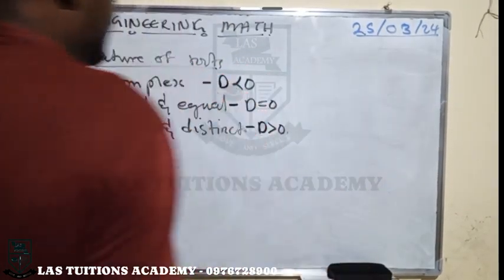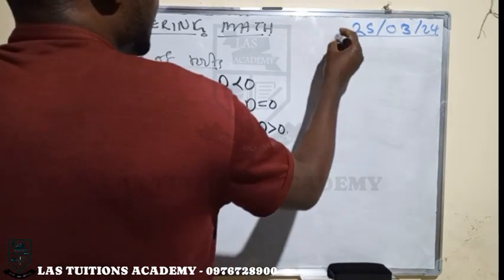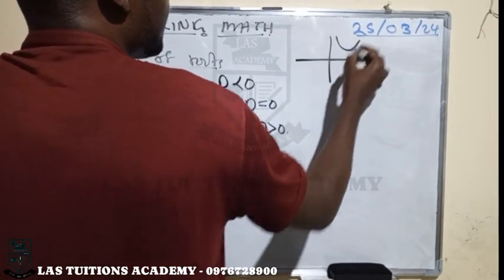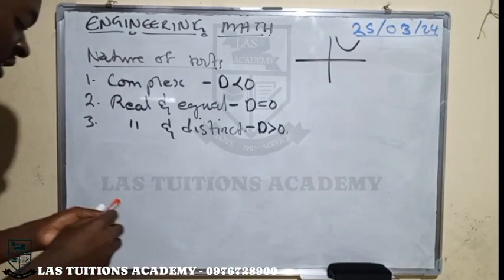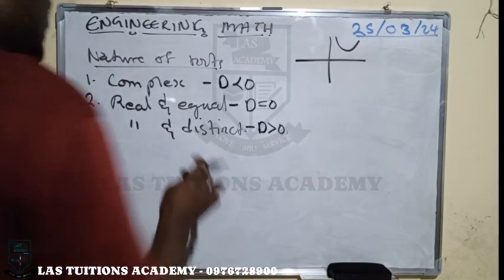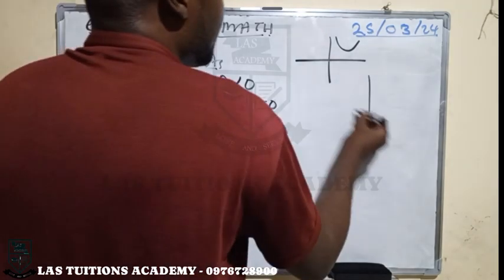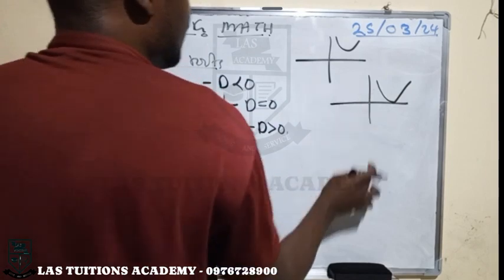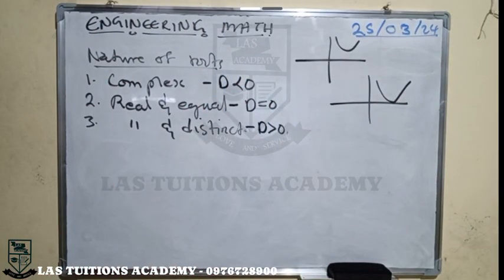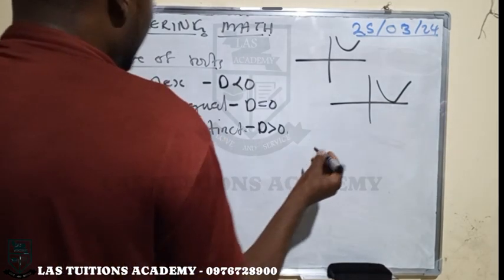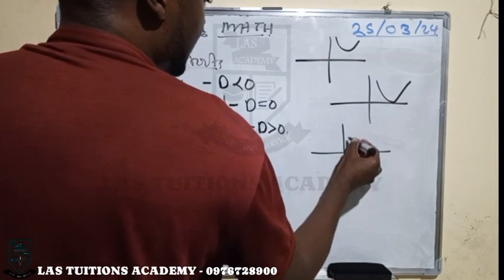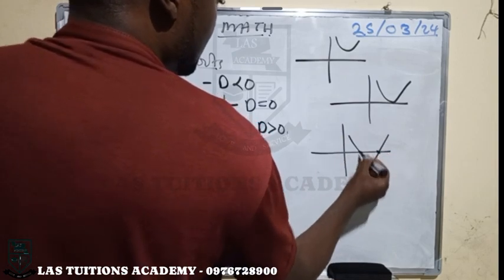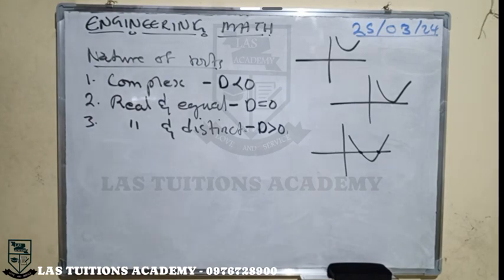For complex, if you are to sketch the graph, it will not touch the x-axis. If you are to sketch the graph for real and equal, it will touch the x-axis at only one point. It can face down or face up, it doesn't matter, but it will touch the x-axis at only one point. For real and distinct, it's going to touch the x-axis at two points, because it will have two different values of x. So that's what you do there.